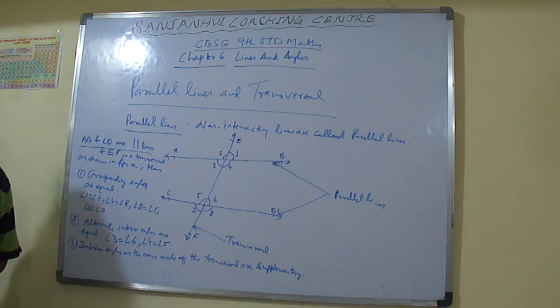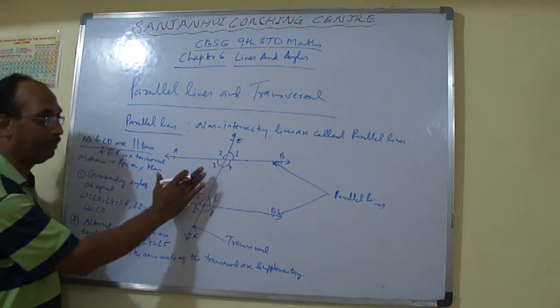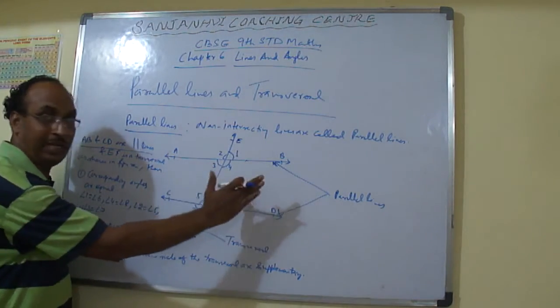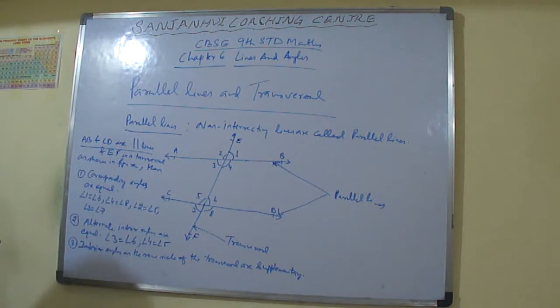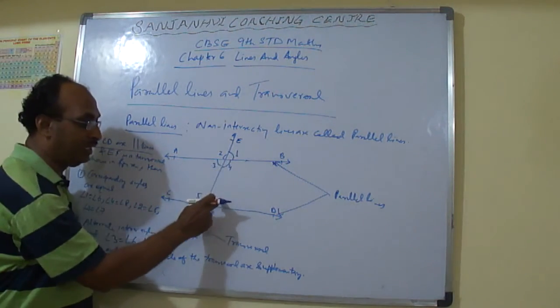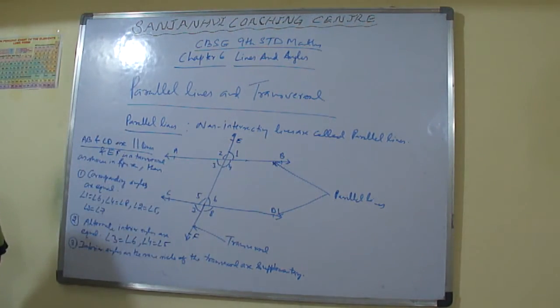Now, interior angles on the same side of the transversal. Same side means this side only, this side only. So, angle 3 plus angle 5 will be equal to 180 degrees. Angle 4 plus angle 6 will be equal to 180 degrees.